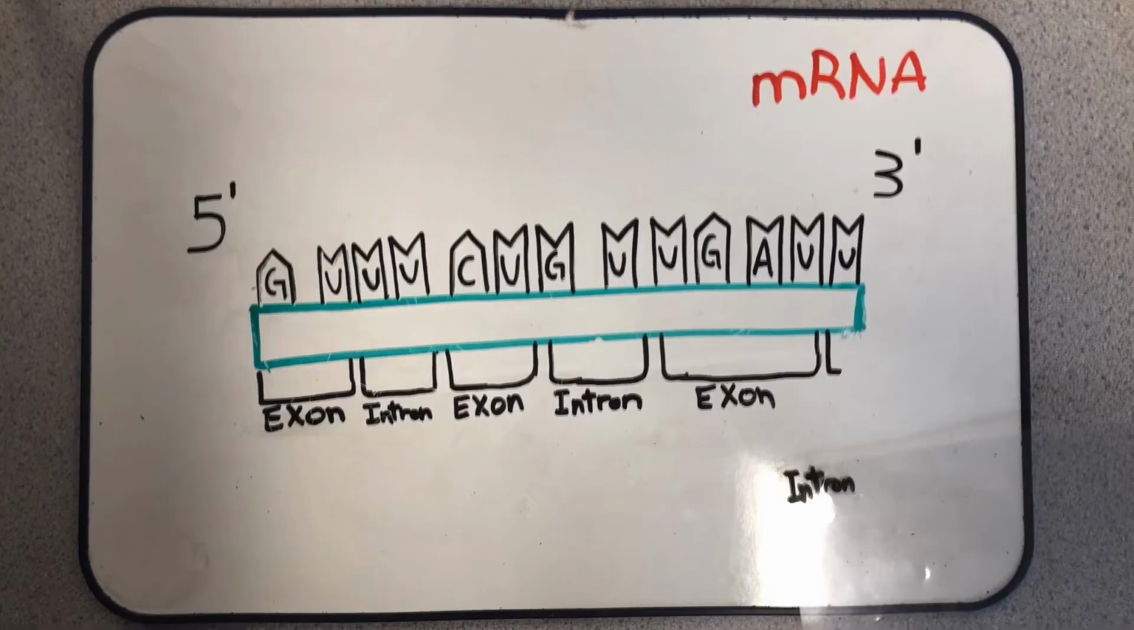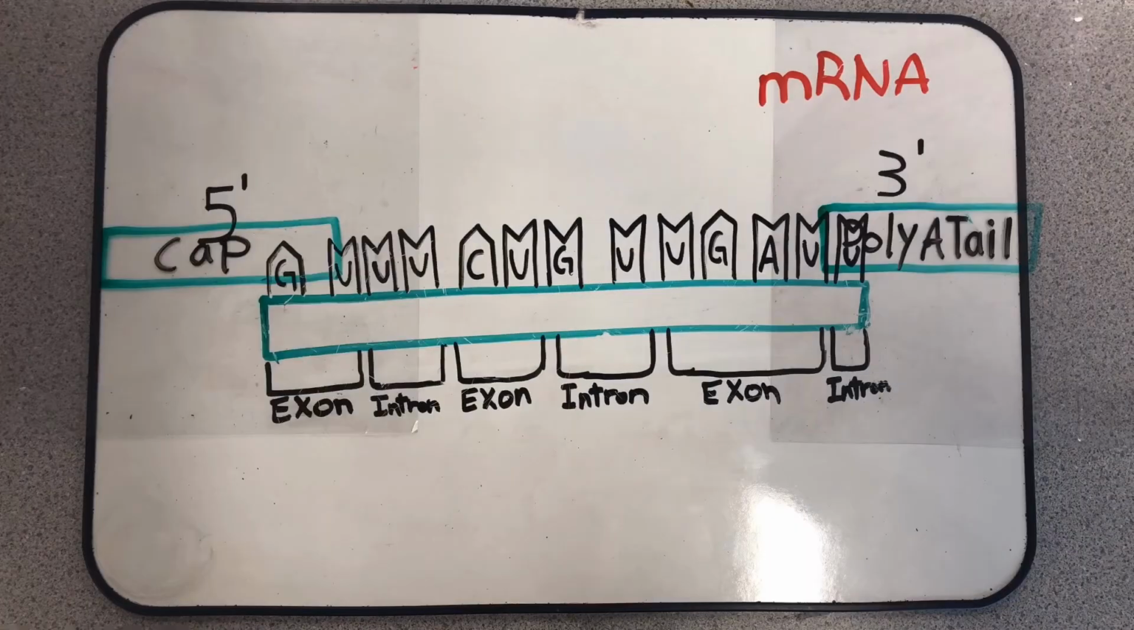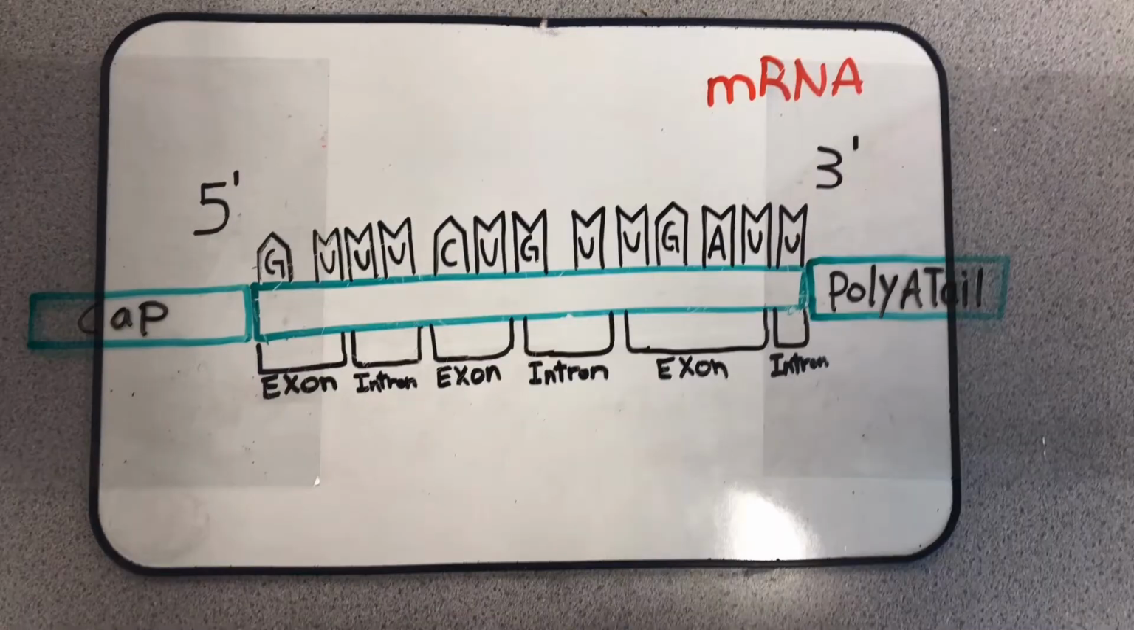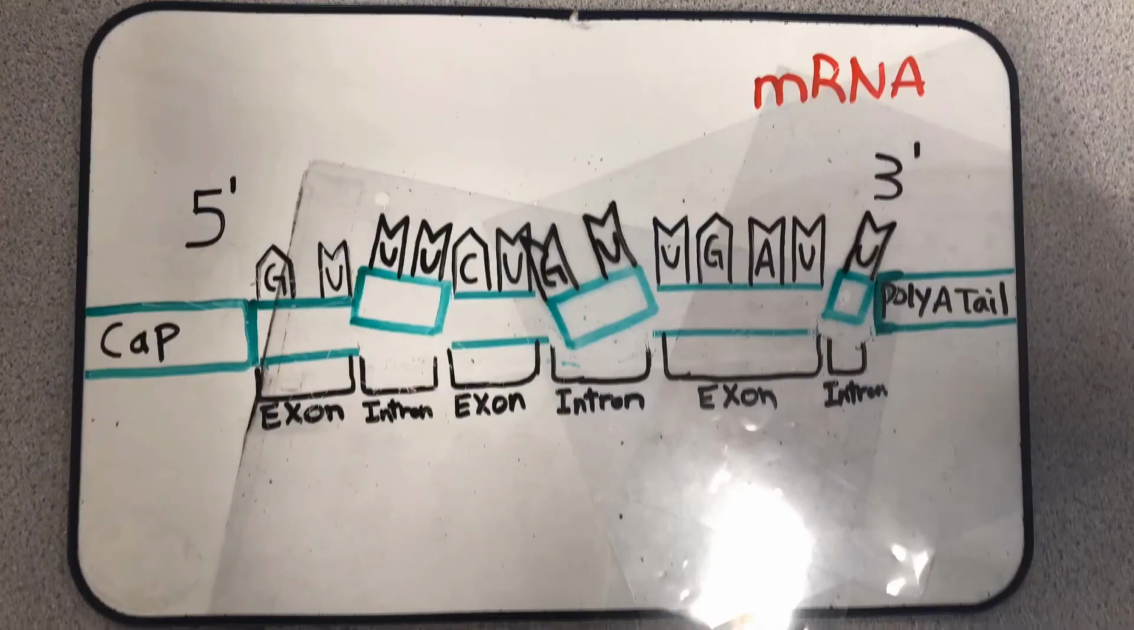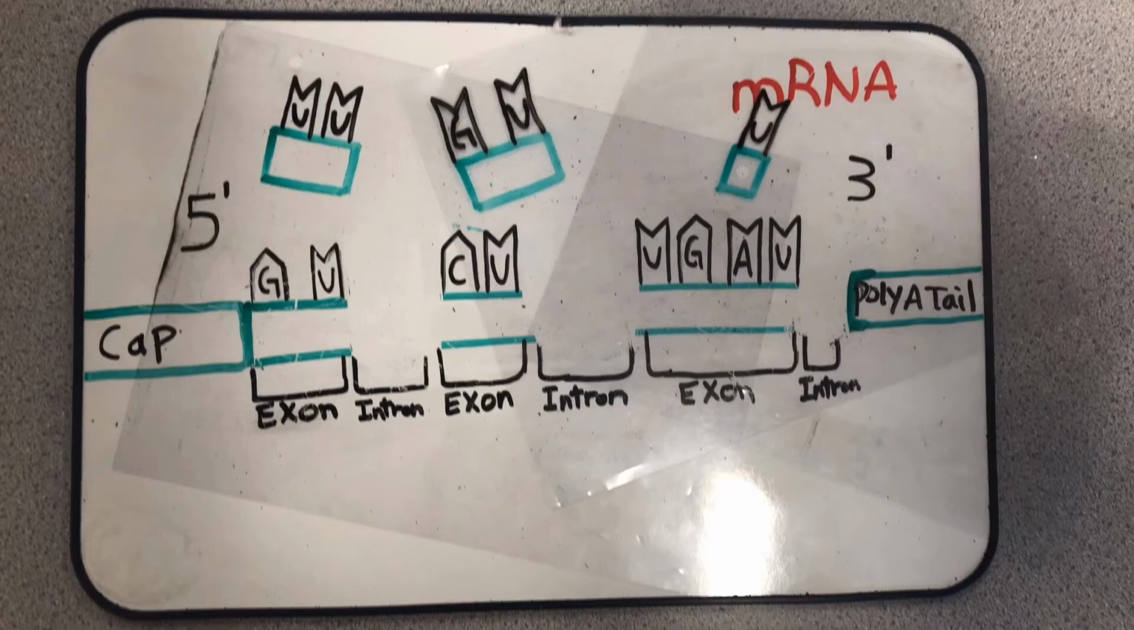To prepare the mRNA to leave the nucleus and ensure its safety, a 5' cap is added to the 5' end of the strand and a poly A tail is added to the opposite end. Introns are cut out of the strand by enzymes called snRNPs and remain in the nucleus, while bonds reform between the exon segments to form a completed mRNA.